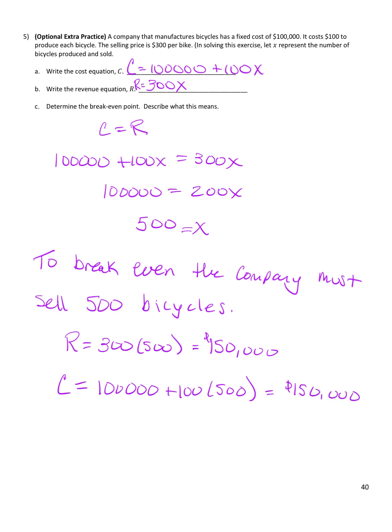So that's what makes this a break-even point. It means the amount of money that's coming into your business and the amount of money you've spent are equal. Okay, so our break-even point is 500 bicycles.